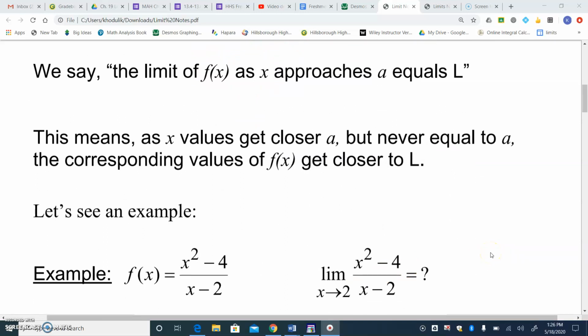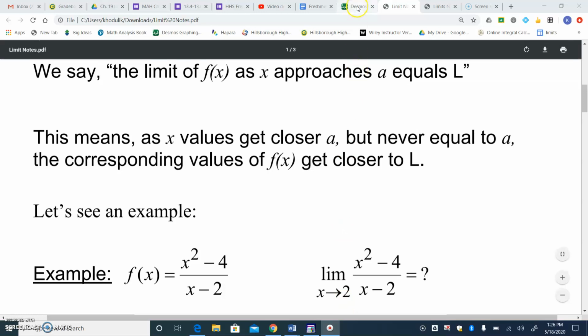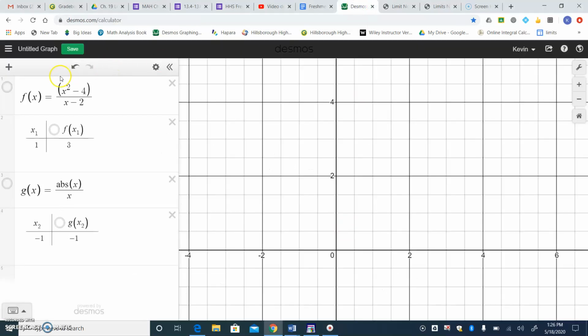So I have the function x squared minus 4 over x minus 2. Now, obviously that has a domain restriction at 2, but we might still see a particular pattern or trend as we approach 2. So I'm going to ask, what is the limit of that function x squared minus 4 over x minus 2 as x approaches 2? And I already set up handy dandy Desmos here. So we're going to tackle this as a graphing problem.